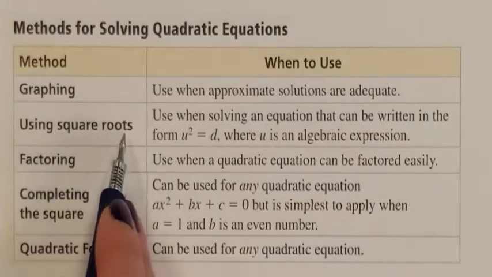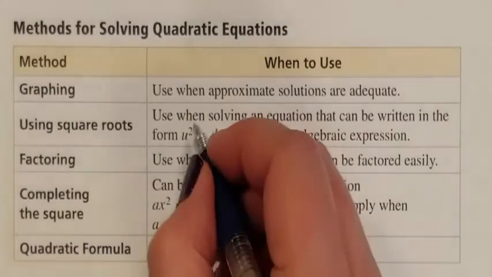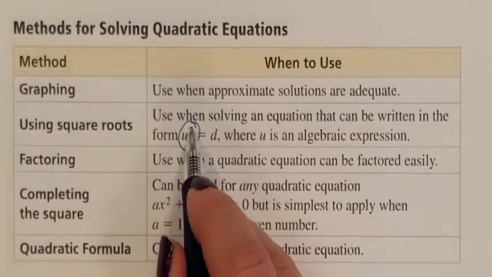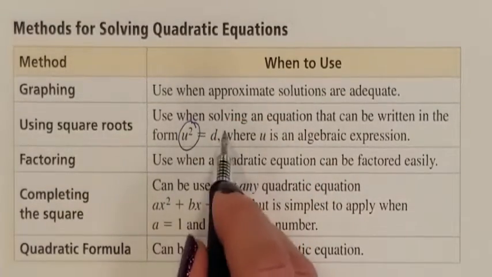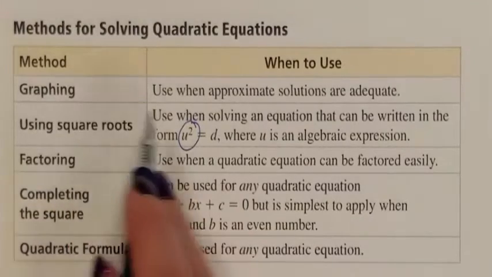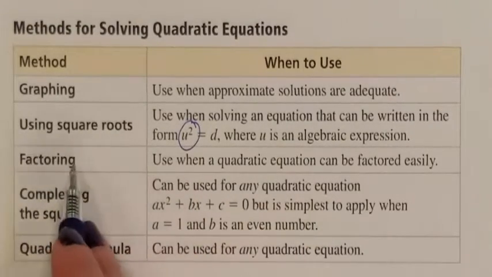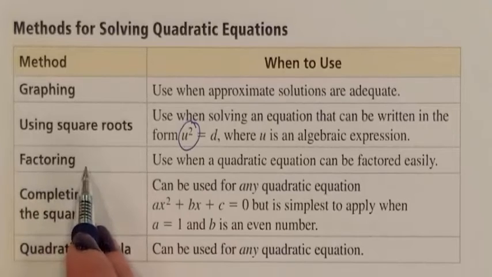When would you use the square roots? The only time you're able to use square roots is if it's an x squared problem. If you have both an x squared and an x in the problem, you cannot do the square roots. When would I do factoring? I would do factoring when the problem is actually factorable.